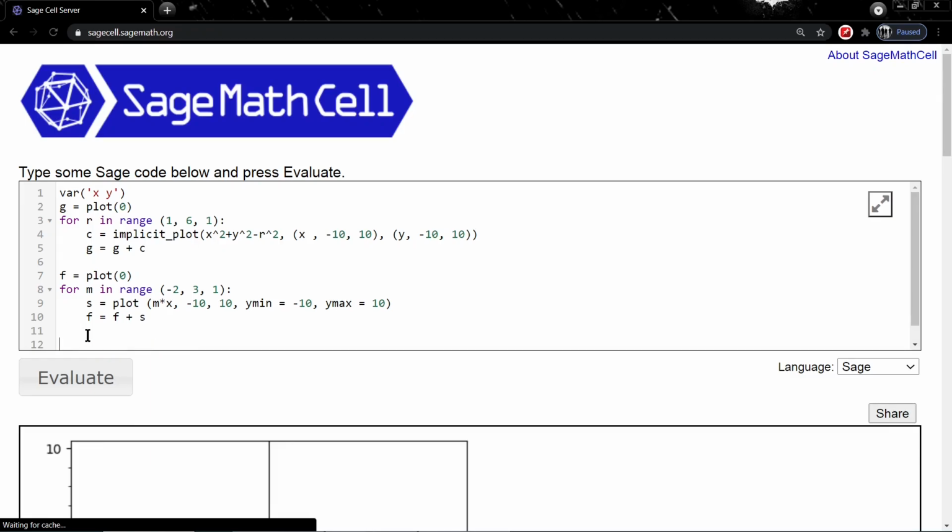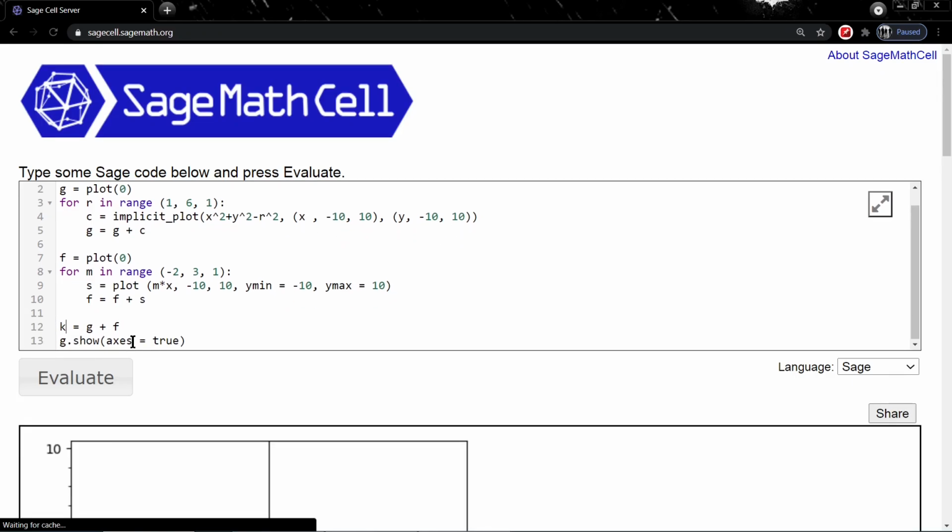Now, we will use another variable k and assign it to g plus f. We know that the variable g holds the family of circles for r value from 1 to 5, and the variable f now holds the family of straight lines passing through origin for m values from -2 to 2, and so now the k variable holds both the families together, that is g and f. Now, we will plot k. Now, this will plot both the family of circles and family of straight lines in a single graph.